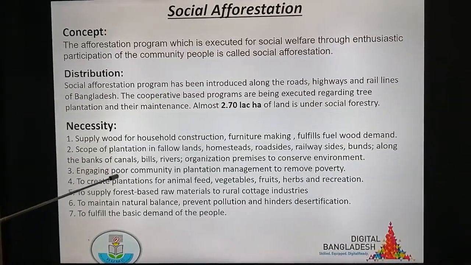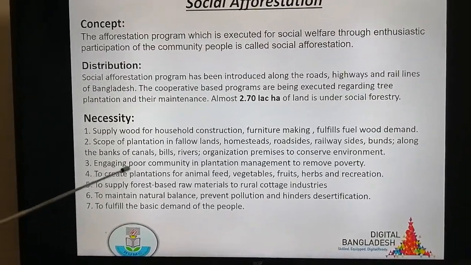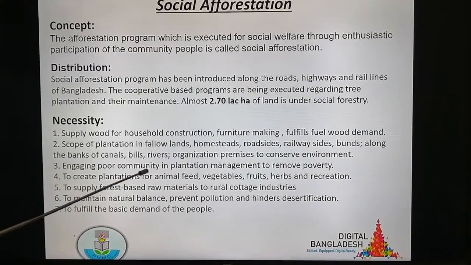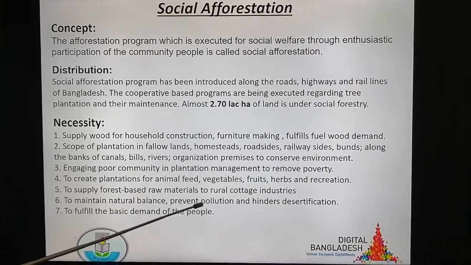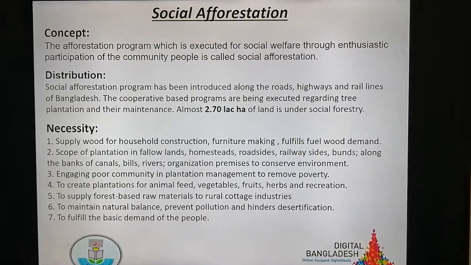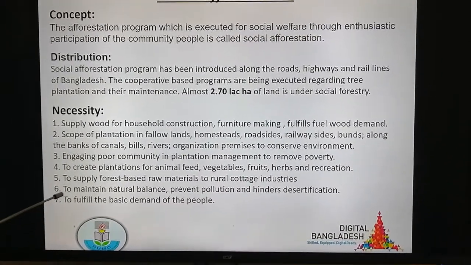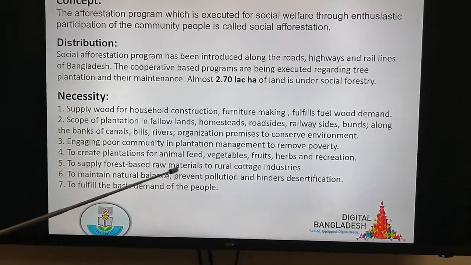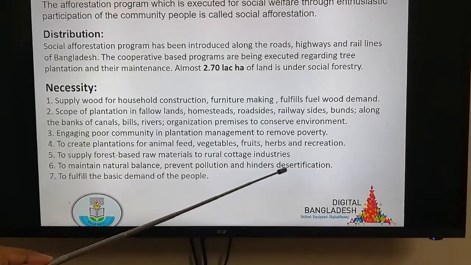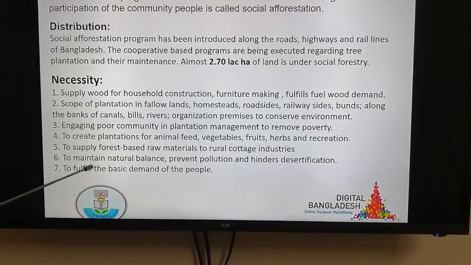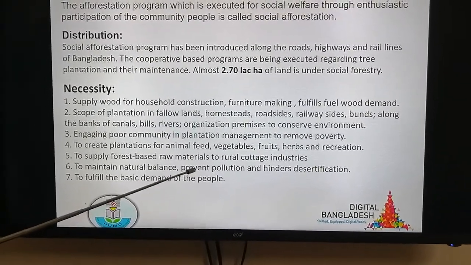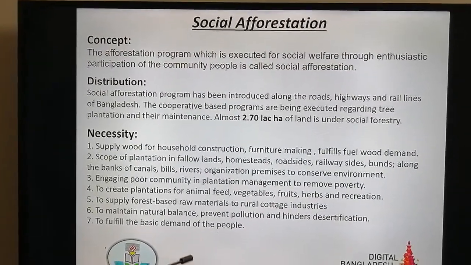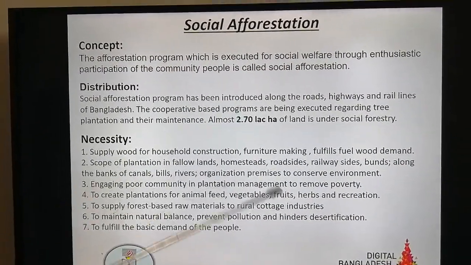We can engage poor community in plantation management to remove poverty. We can create plantations for animal feed, vegetables, fruits, herbs, and recreation. We can ensure supply of forest-based raw materials to rural cottage industries. We can maintain natural balance, we can prevent pollution, and we can hinder desertification of different areas of our country through social forestry.